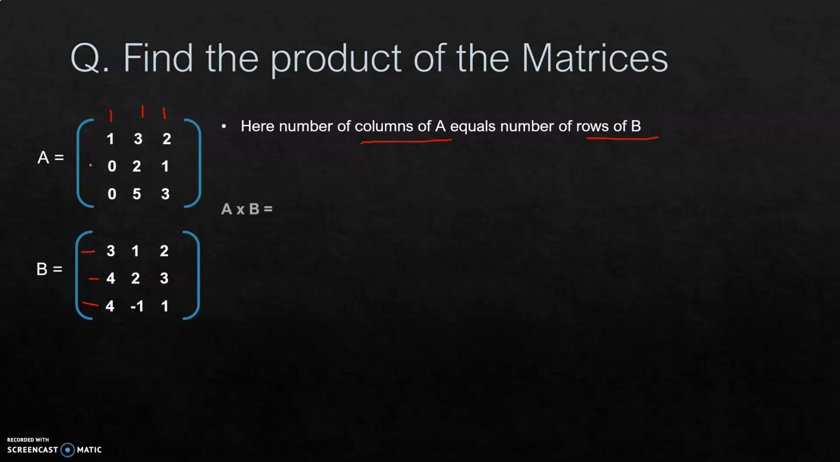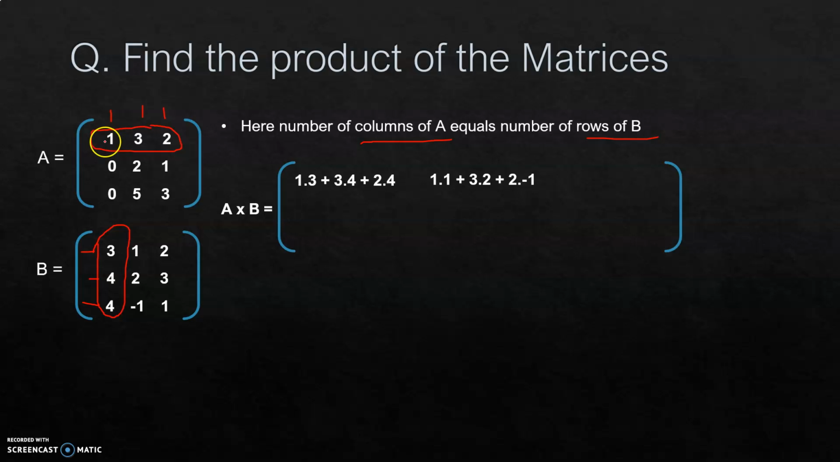So let us check. First, A into B is equal to: the first row with the first column. This is the first row, and this is the first column of the second matrix. So here it is 1 into 3 plus 3 into 4 plus 2 into 4. Then the first row with the second column.